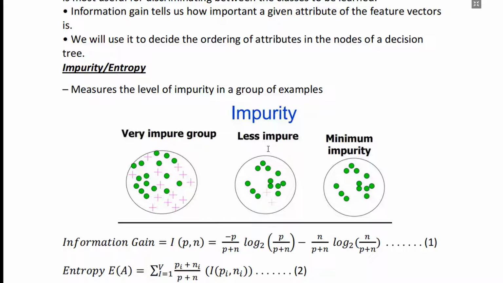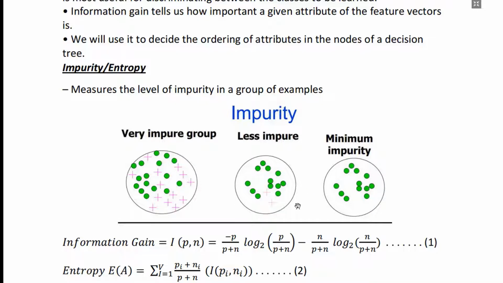Now we are going for impurity or entropy. It measures the level of impurity in a group of examples. Just consider this one. Here we are having a very impure group. It is very difficult to classify because here we can find two outcomes, two classes, getting mixed up in a very impure way. Here we are having less impurity, and here we are having the minimum impurity, because in this particular section we are getting only one class, only the green dots, no plus signs.